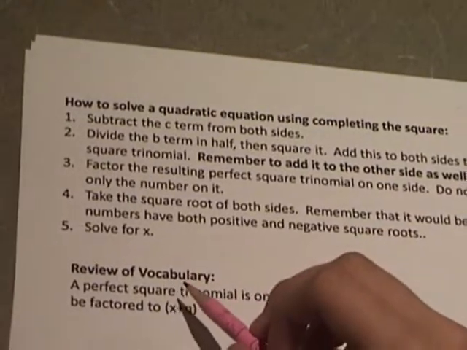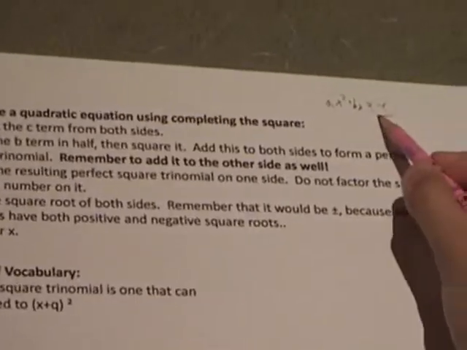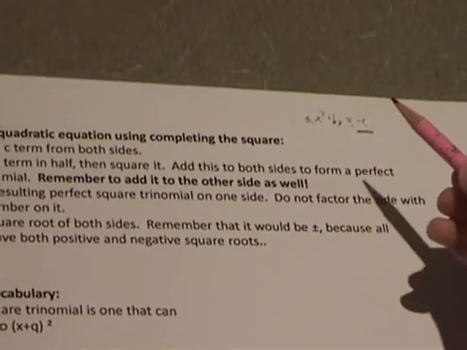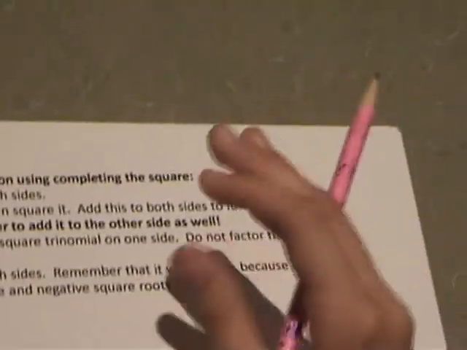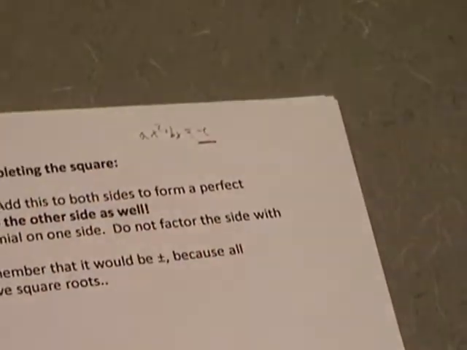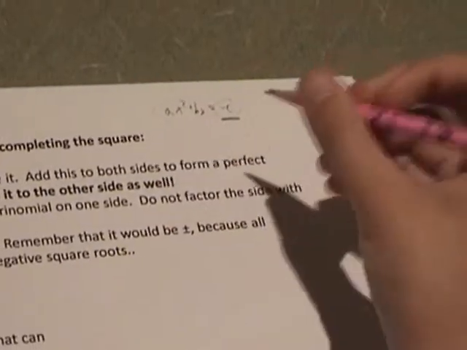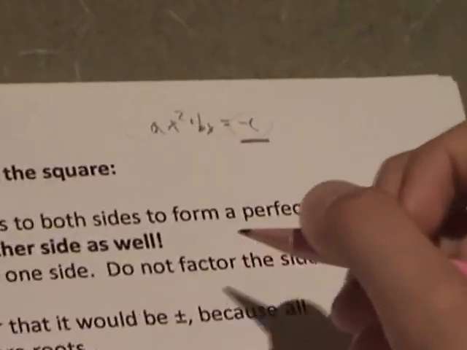Then factor the perfect square trinomial on one side. Do not factor the negative c side, because you're merely simplifying a trinomial. It's not adding anything or tweaking the numbers. And take the square root of both sides. Remember, with your number term, since it's a square root, it has to be positive or negative. So you'll have two answers. Then solve for x.